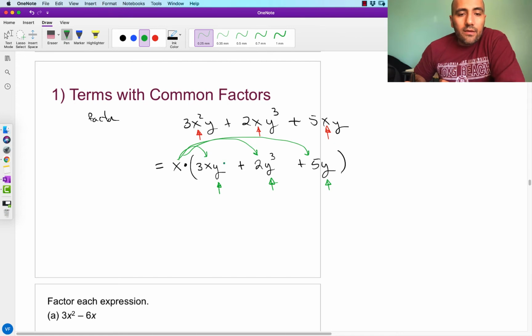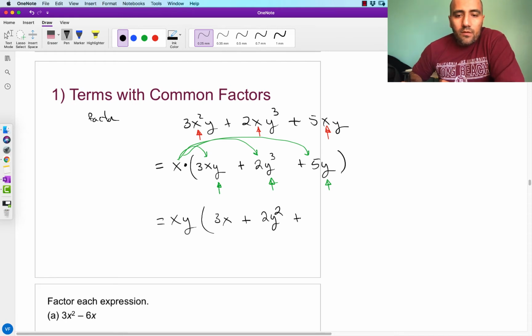They all have 1 y. So we can factor that out, and we'd end up with an xy, and then the first term would end up with 3x, plus the second term we'd end up with a 2y squared, plus the last term would just be a 5. Again, this is the reverse of distribution. So xy times 3x gives you 3x squared y, and xy times 2y squared gives you 2xy cubed. And finally, xy times 5 gives you 5xy. So we can say that this is equal to this.